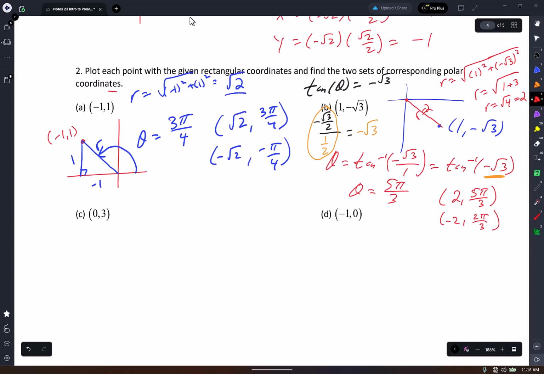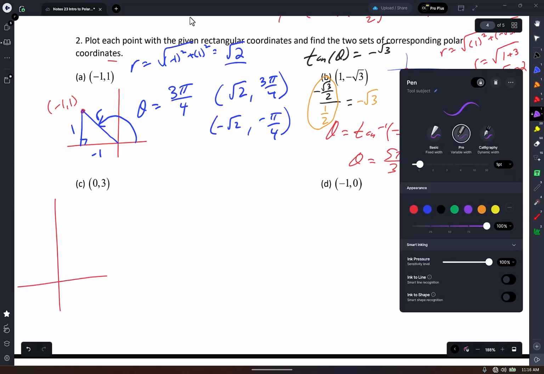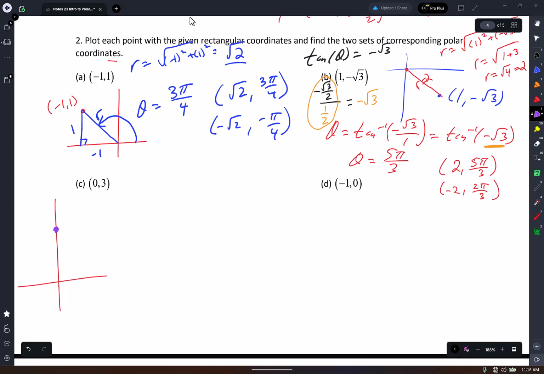Okay. And then here are the easy ones. 0, 3. So this is how it looks. In polar, what is this? What is that rotation right there? Pi over 2. What's the R? What's the distance from the origin to up here? 3. There it is. 3 comma pi over 2.